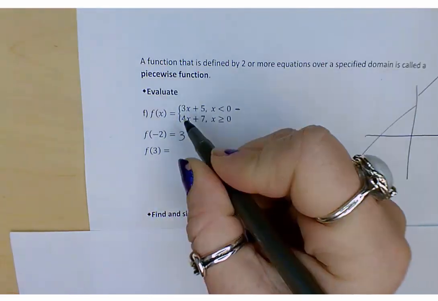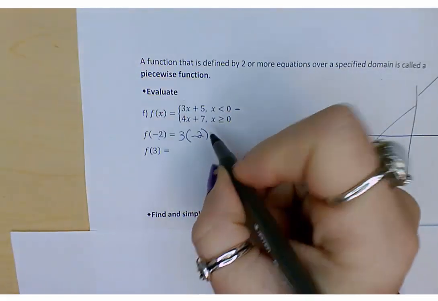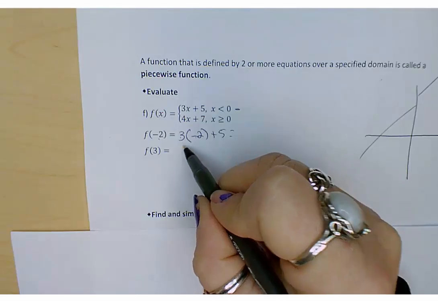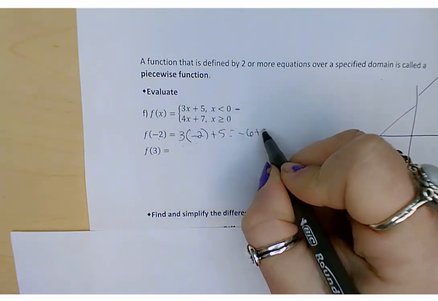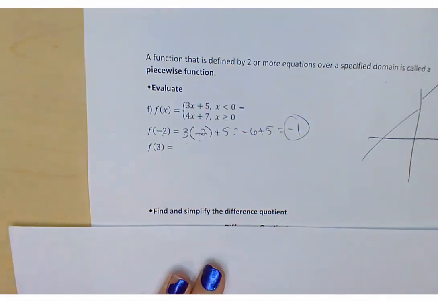We're just going to take that 3x plus 5, where our x is now a negative 2. Simplify that. 3 times negative 2 is a negative 6, and a negative 6 plus 5 gives us a negative 1.